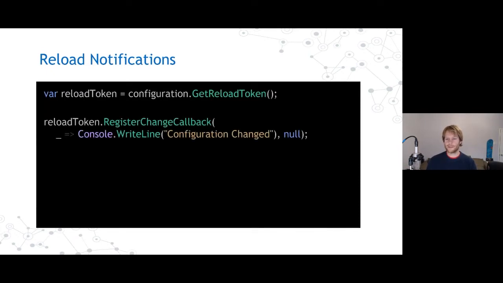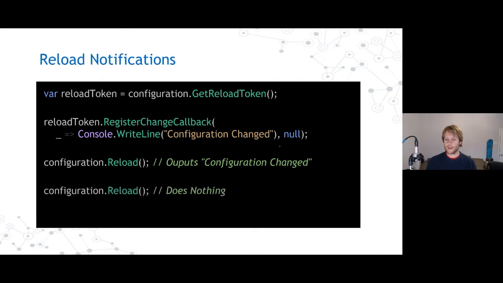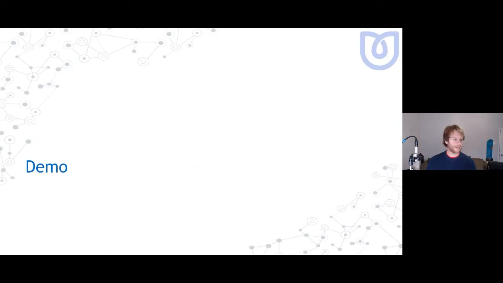It also has this concept of reloads, as I said. From a configuration object, after we've built it, we can get a reload token, and we can register a callback for every time it reloads. This just calls Console.WriteLine and says the configuration has changed. So if we call reload and force it to reload the configuration, it outputs the configuration changed message. But if we call it again, it does nothing. After a reload has happened, you have to re-register your callback if you want to keep it up to date. So I'm just going to jump into a demo to show that.